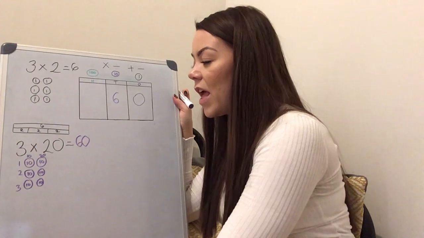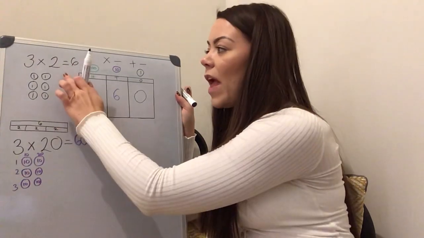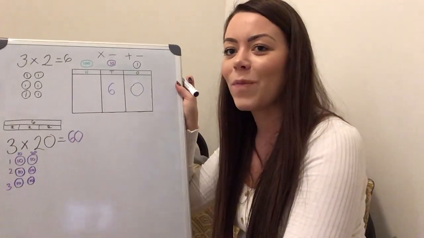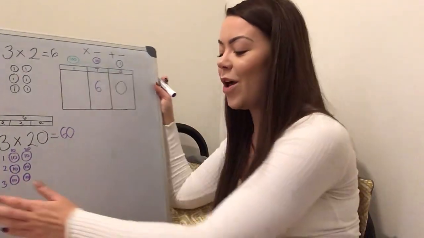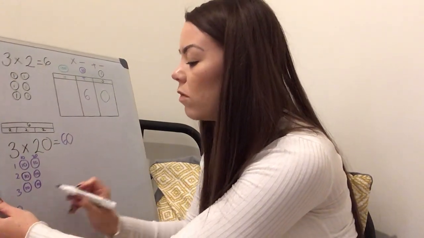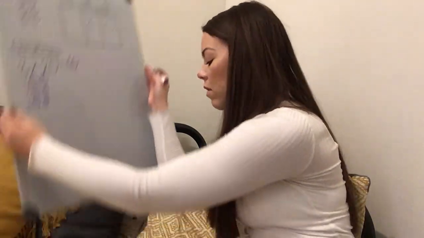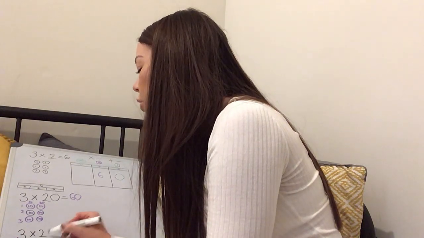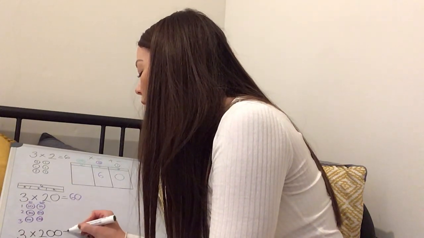Let's see if we can do the same number sentence, but now we're going to make it 100 times bigger. You up for the challenge? I hope so. Right, let's have a look. So let's do 3. Oh, I want my black pen again. Where's my black pen gone? Here it is. My number sentence is going to be 3 times 200 this time.